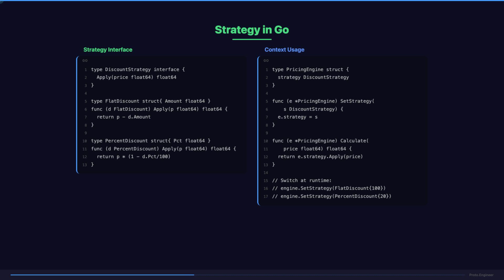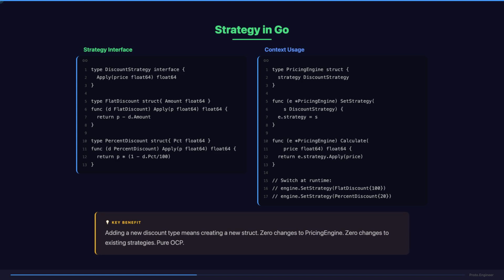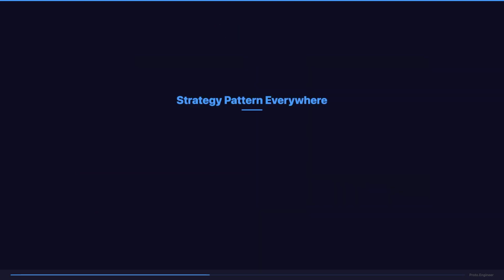Now adding a new discount type means creating a new struct. 0 changes to pricing engine, 0 changes to existing strategies. Pure open-close principle applied to the strategy pattern. Strategy pattern is everywhere in production code.